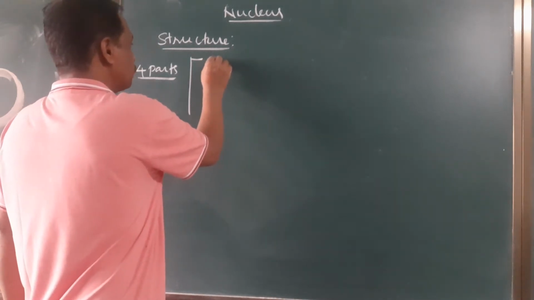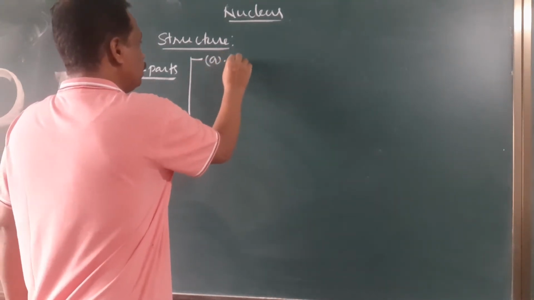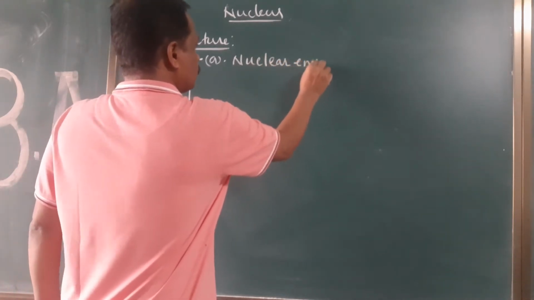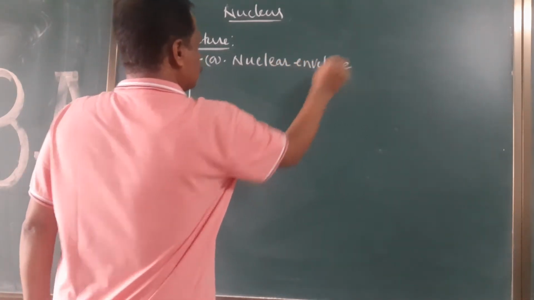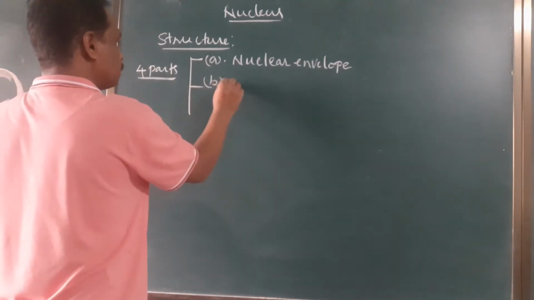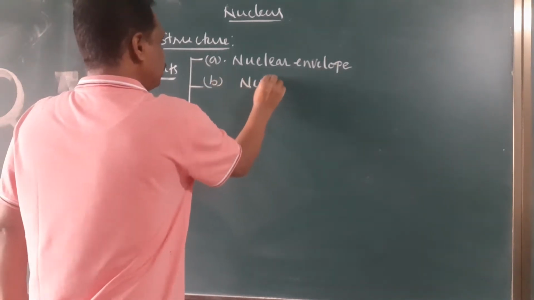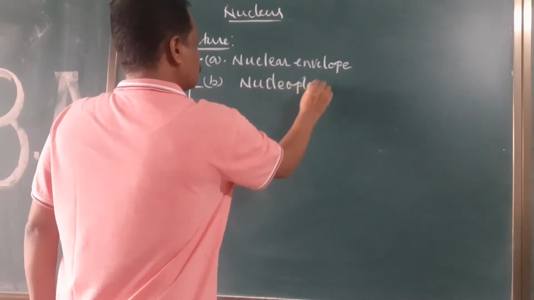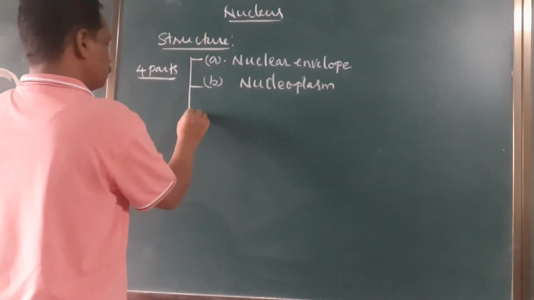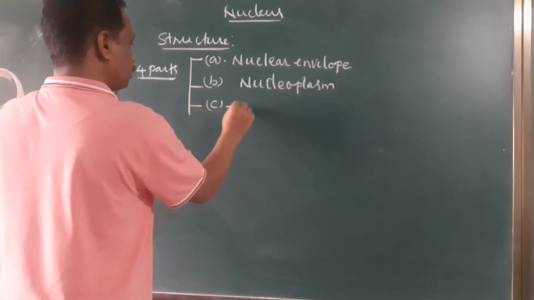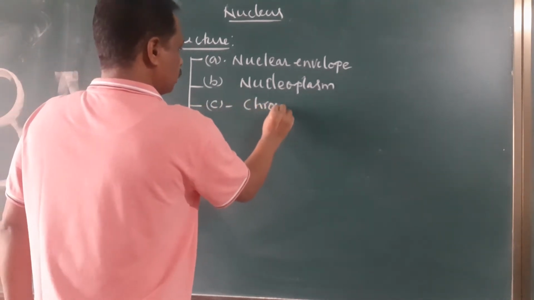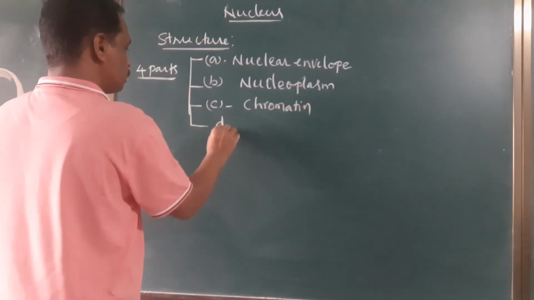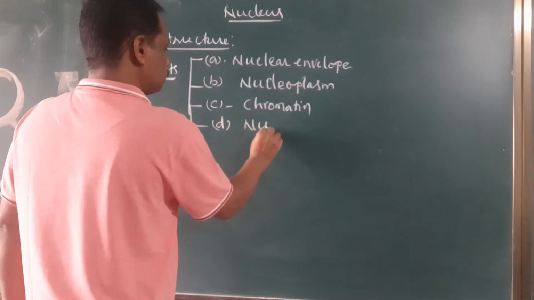First part is nuclear envelope. Second is nucleoplasm. Third is chromatin. Fourth is nucleolus.